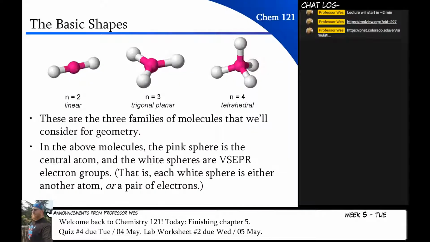All right. So going back to this slide, these terms right here are called electron geometry. So you may be asked, what is the electron geometry of a molecule? You may also see it called VSEPR geometry. These two things mean the same. They're the same term. So if you see either of those words, it's asking for what family does your molecule fit into?